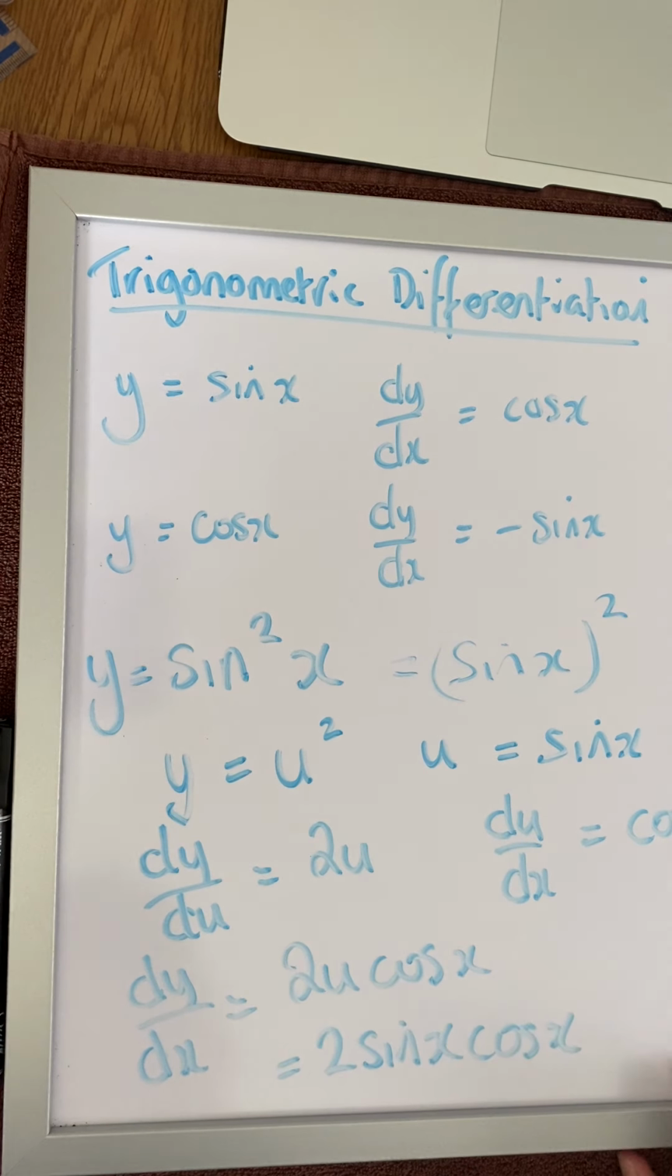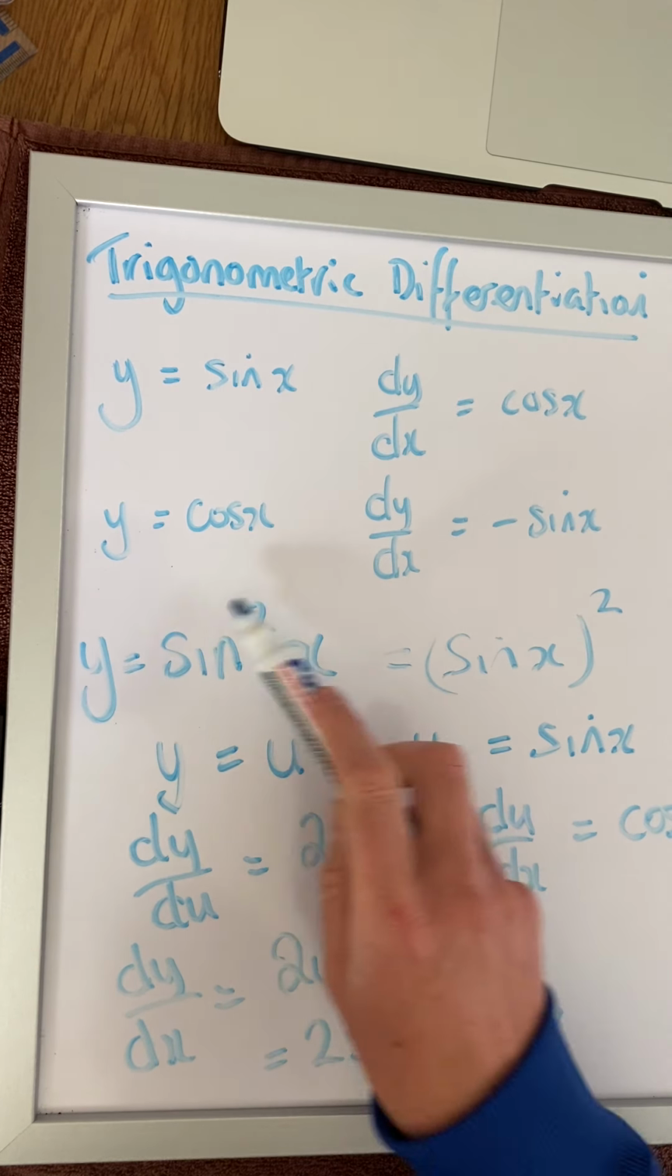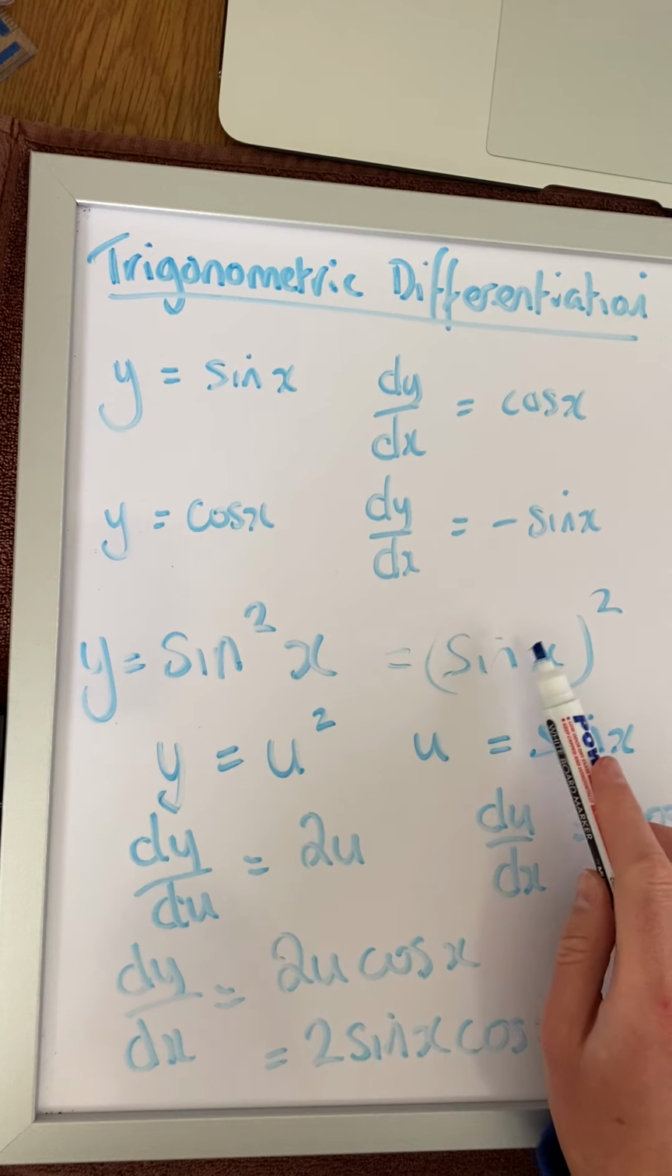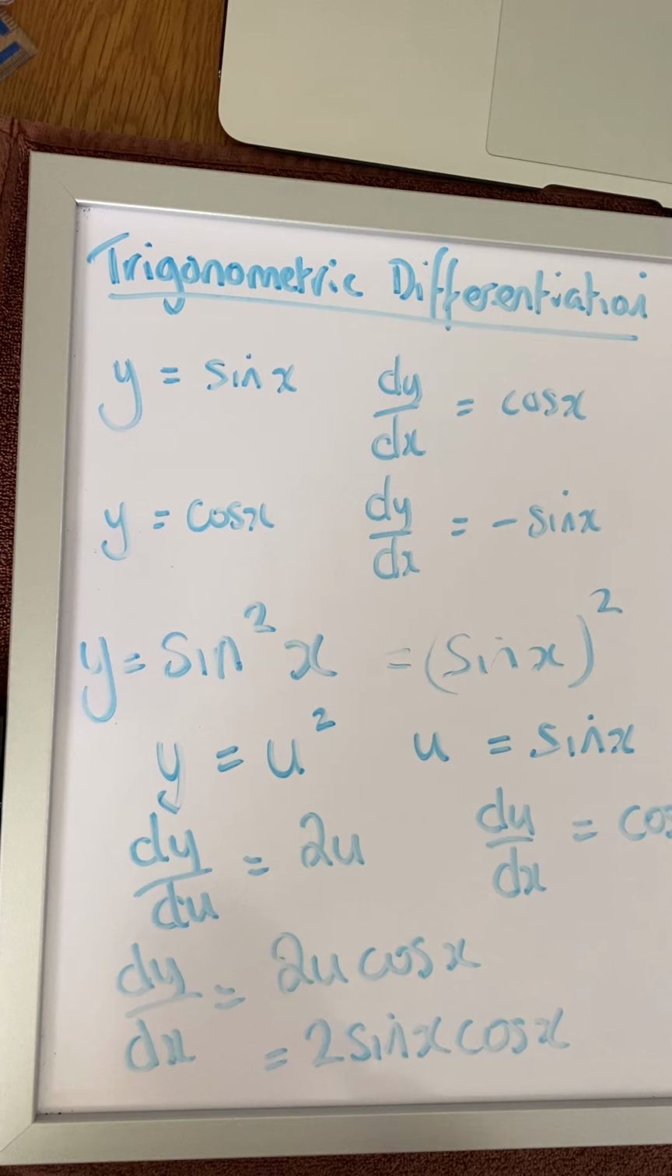So that's looking at a couple of different questions in trigonometric differentiation. Remember the three key components. Differentiate the trig function, keep the angle the same, and multiply by the derivative of the angle. That's in terms of using your chain rule. And where we have powers of trigonometric functions like this, rewrite them as the function to the power first of all, and then apply your chain rule.